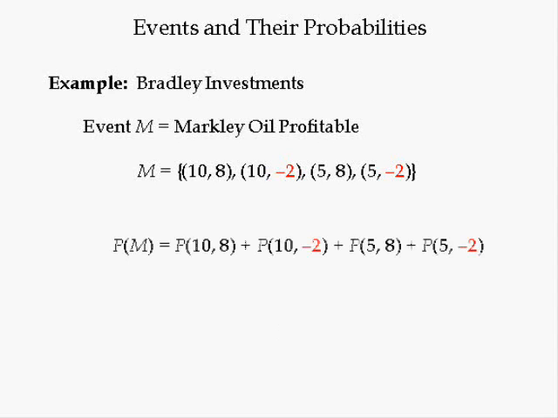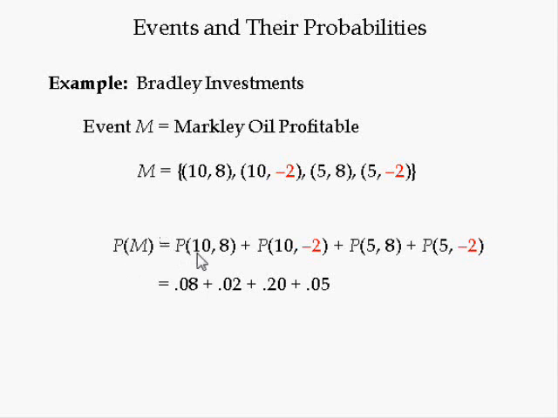other stock. The probability of Markley Oil investment being profitable equals the probability that Markley Oil makes the company $10,000 and Collins Mining makes the company $8,000, or the probability that Markley Oil makes Bradley Investments $10,000 and Collins Mining loses the company $2,000, or Markley Oil makes the company $5,000 and Collins Mining makes the company $8,000, or Markley Oil stock makes Bradley Investments $5,000 and Collins Mining results in a $2,000 loss to Bradley Investments.